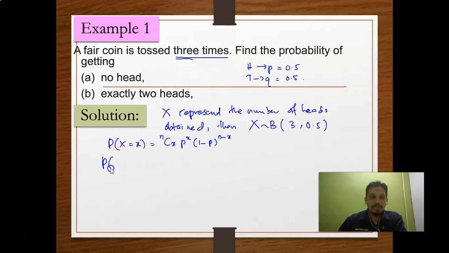So no heads means that the probability of X equal to 0. The number of trials n is 3. So it is 3C0, and p is 0.5 to the power of x, where x in this case means no head. Recall, when we toss the coins, we don't get any head facing our eyes, so it is 0. And 0.5 to the power of n minus x, 3 minus 0 equal to 3. For this one, you may use your calculator to find the answer.